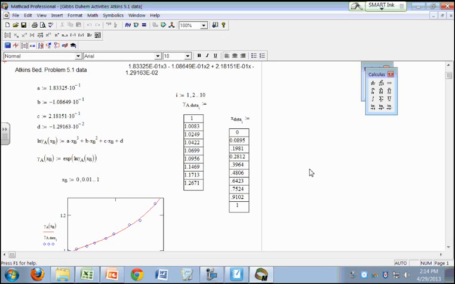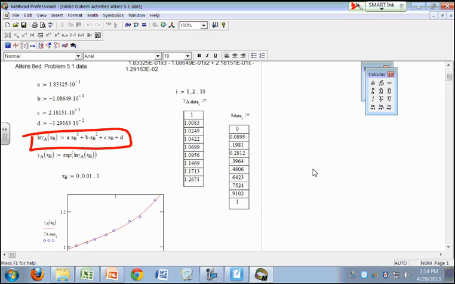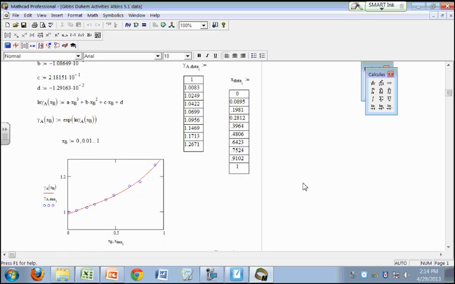All right, so anyway, this is my ln gamma versus mole fraction of B, and if you were to plot that, you can calculate gamma for A as a function of the mole fraction of B, which would be e to this ln of gamma as a function of mole fraction of B. And if you were to plot that, this is what you get, this graph right here. And this is the same graph we had in Excel. I just transferred the data.